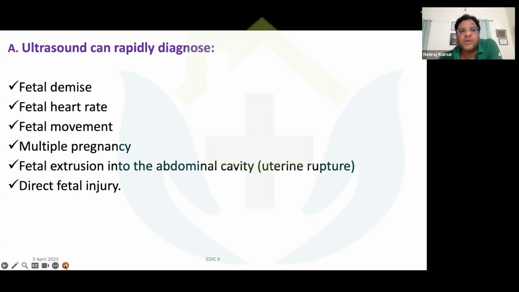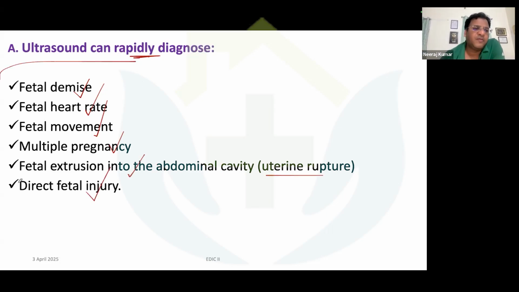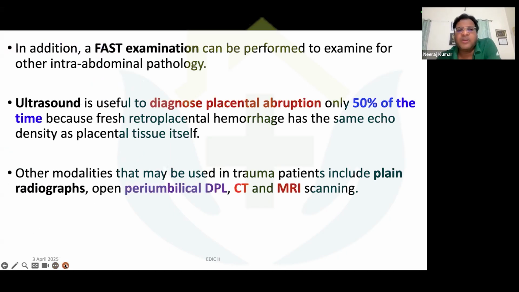Here, ultrasound can rapidly diagnose fetal demise, fetal heart rate, fetal movement, multiple pregnancy, fetal extrusion into the abdominal cavity, like if any uterine rupture has happened, or any direct fetal injuries. So these are the four or five different things which ultrasound can rapidly diagnose. In addition to this ultrasound, we can do a FAST examination, which is performed to detect any intra-abdominal pathology.